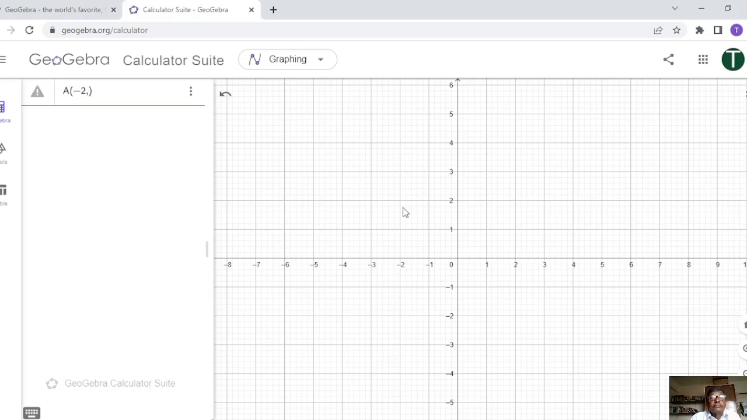This is one point. And you create another point, for example B, and this point is say at 2, 2. So this is point B. Now, what my plan is that I want to draw an ellipse with these two as the foci.